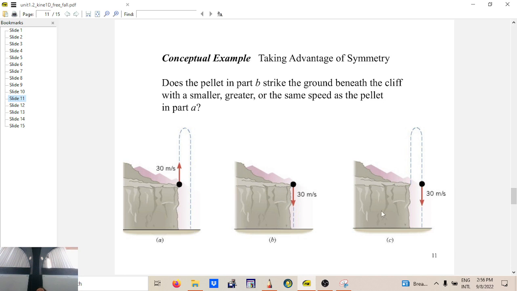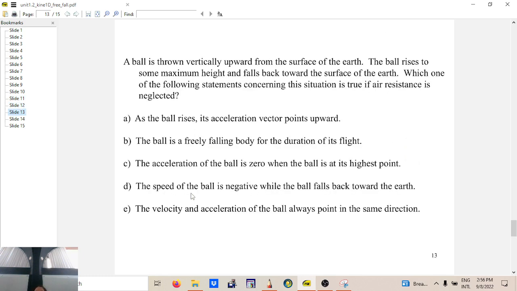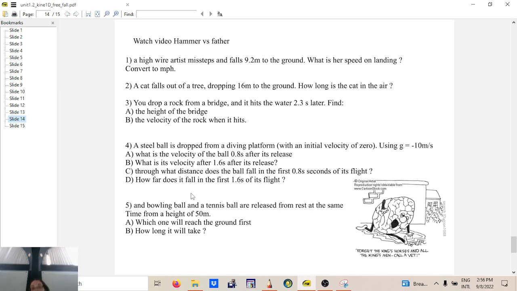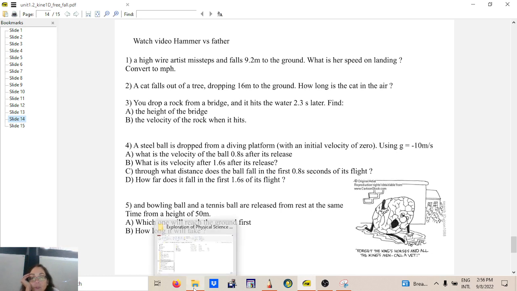What do you think? Don't look at C, okay? Look at A and B. Which one will have the greater speed when it hits the ground, or do they have the same speed when they hit the ground? Same speed, very good, right? Because on its way down here, it's going to be in the same situation. It's going to have a negative 30. Of course. Which one will reach the ground first? B. Makes sense? Okay, those are too easy.